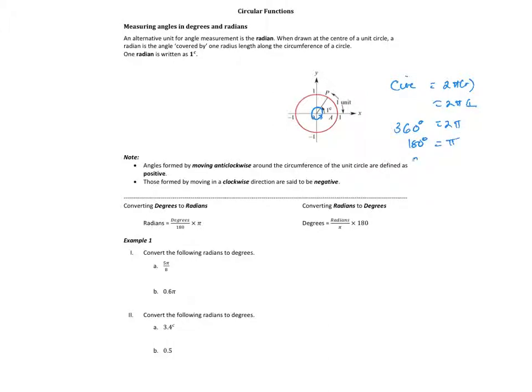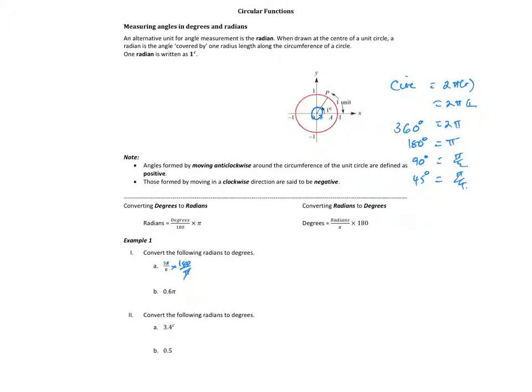Divide by 2 again, 90 degrees is equal to pi on 2. Divide by 2, 45 degrees is pi on 4, etc. Okay, so that's where the radian angles come from. So to convert from radians to degrees, multiply by 180 over pi. So that simply means normally our pi's cancel.